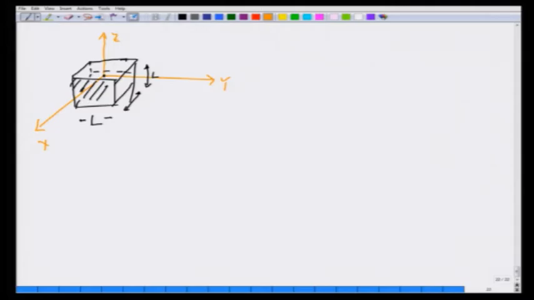The front surface here is at a distance L by 2 from the origin. The back surface will also be at L by 2 in magnitude. The front surface here on the y direction is also at L by 2. The back surface will be at minus L by 2, and similarly on the z side the lower surface is at minus L by 2 and the upper surface, this one, is plus L by 2. Let us first calculate the integral A dot ds.